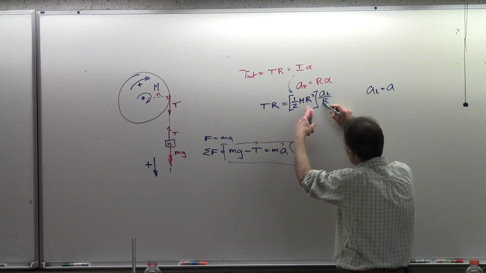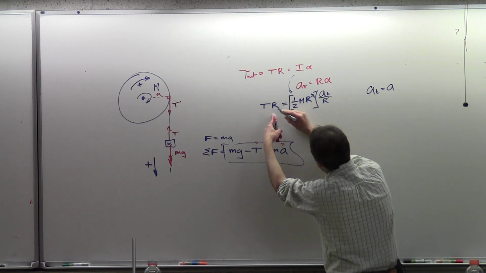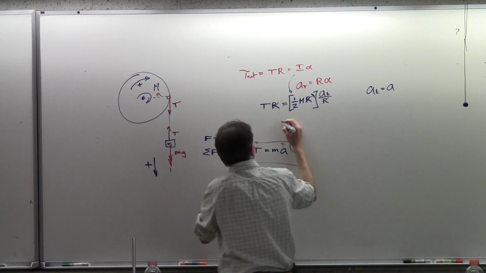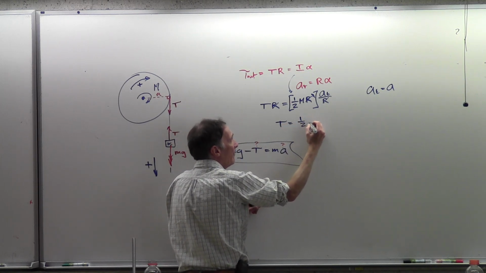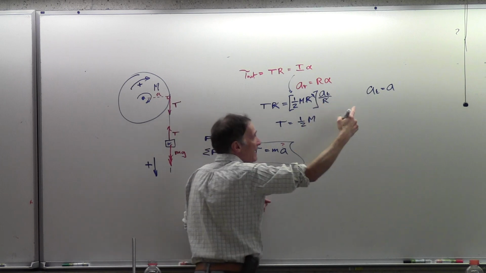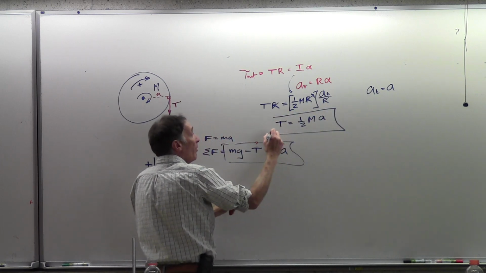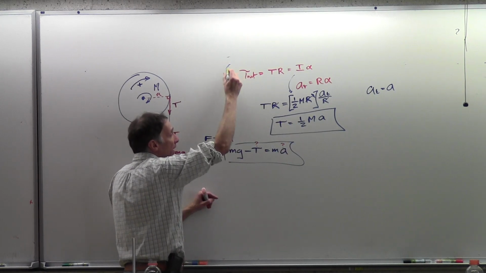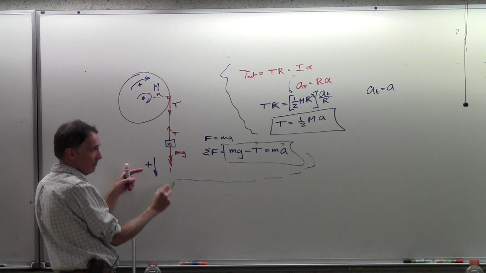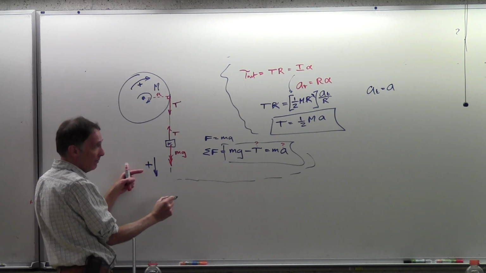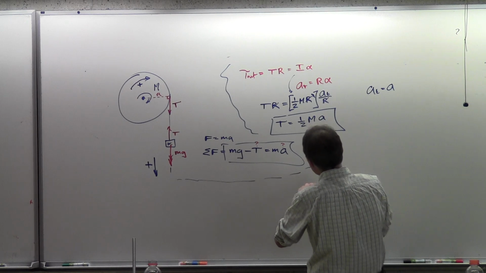Notice this R will cancel with one of these. This R will cancel with the other one. And we can come up with the idea that the tension is equal to 1/2 m, and A tangential should be the same as A, so I can go ahead and write that. So this is coming off of my rotational object. This came off of my mass that's moving down. And I can tie these two together. Again, I've got two unknowns.